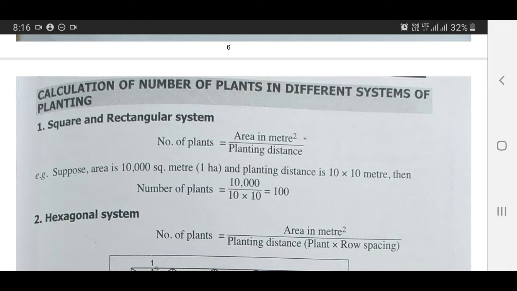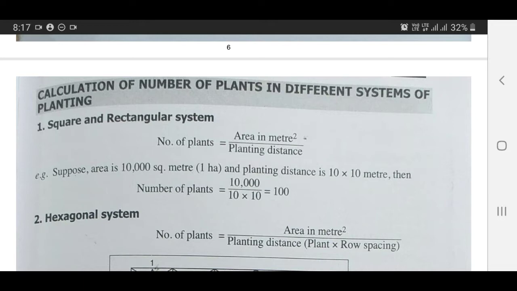Now we can calculate the number of plants in different systems of planting. The formula for calculating the number of plants in a square and rectangular system is: number of plants is equal to area in square meter divided by planting distance.